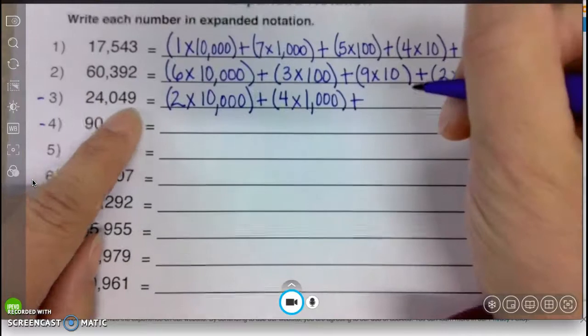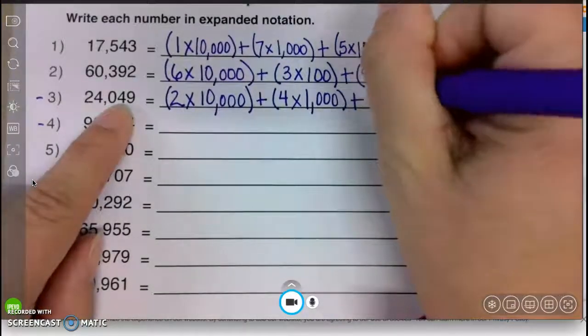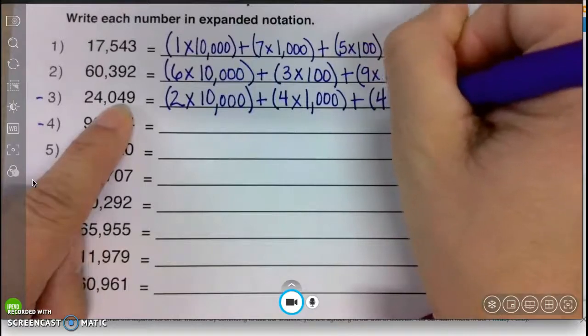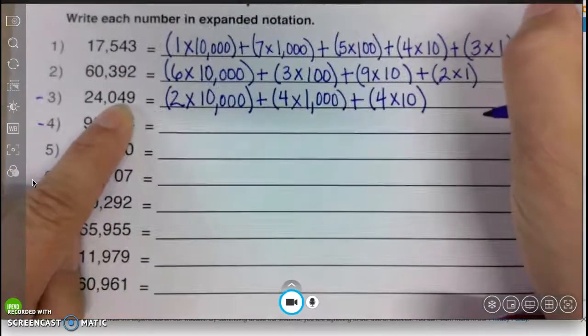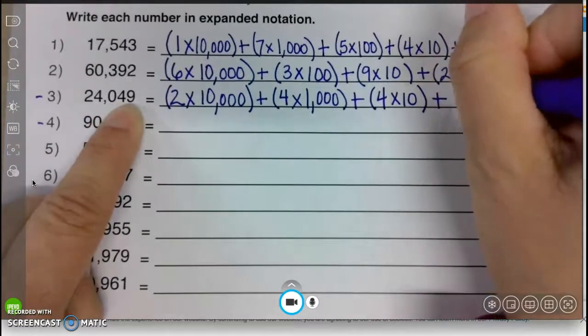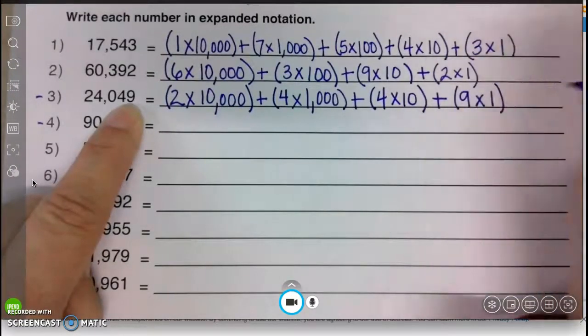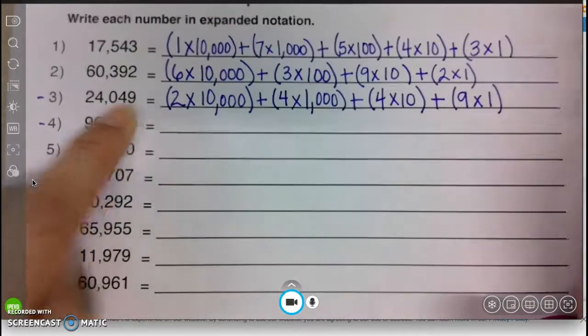Okay, my next digit is another 4, but what place value position is this 4 in? It's in the tens place, so I'm going to do 4 times 10 for this one. Plus, what's next? Times 1. Good. But why 9 times 1? It's in the ones place. Very good. It's 9 times 1.